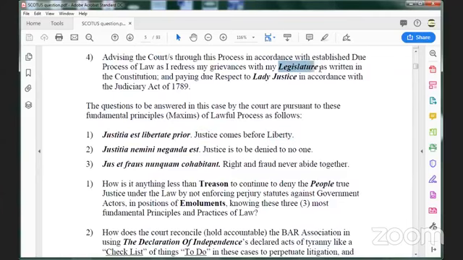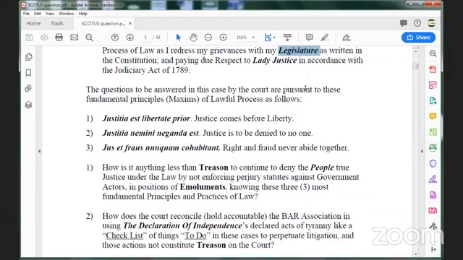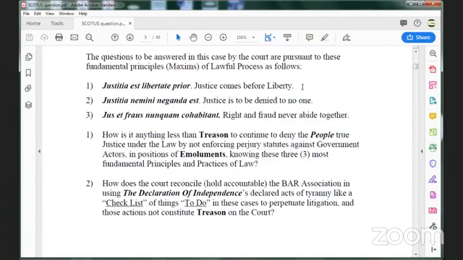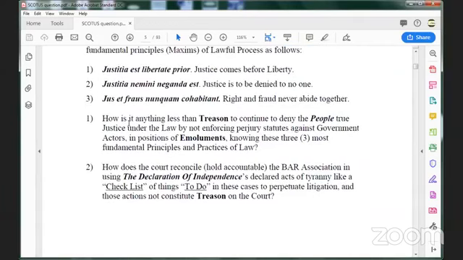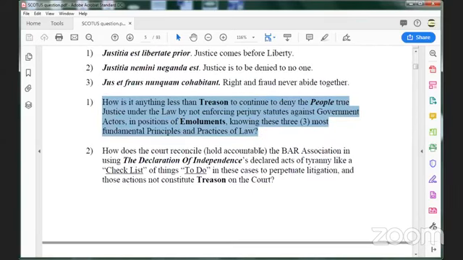Now we have to go back to the legislature, right? Where did the wheels come off the wagon, as I always say? Again, that is throughout the process, and that leads us to the questions. And the questions are very simple. How is it anything less than treason to continue to deny the people true justice under the law by not enforcing perjury statutes against government actors in positions of emoluments, which is government, knowing these three most fundamental principles and practices of law? Okay, so we're talking about the deficiencies in the Justice Department.